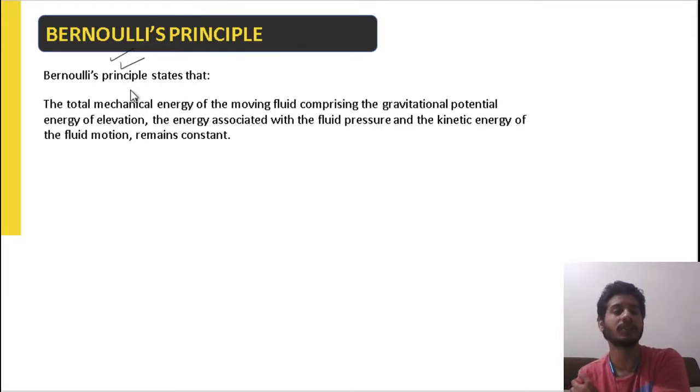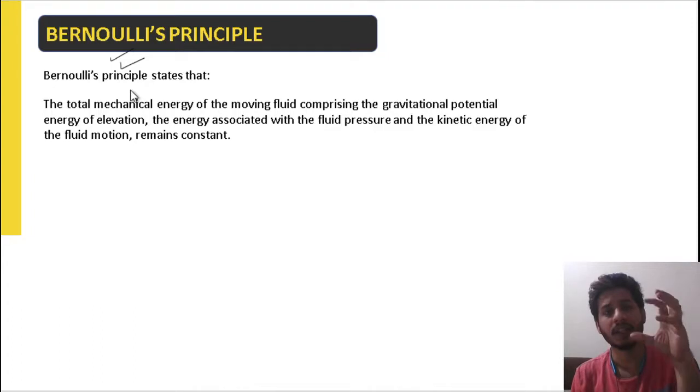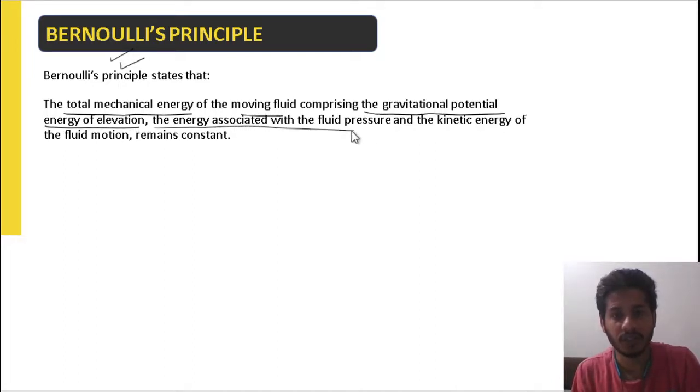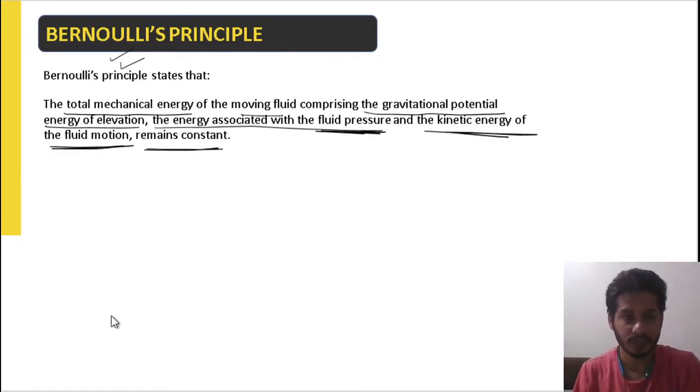So Bernoulli simply says that, due to the conservation of energy, the entire energy of the fluid at section 1 and at section 2 remains the same. So I can read: the total mechanical energy of a moving fluid, comprising the gravitational potential energy of elevation, the energy associated with the fluid pressure, and the kinetic energy of the fluid motion, remains constant. What is this fluid pressure energy?